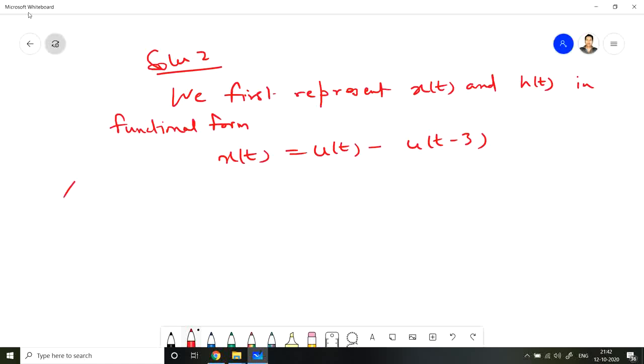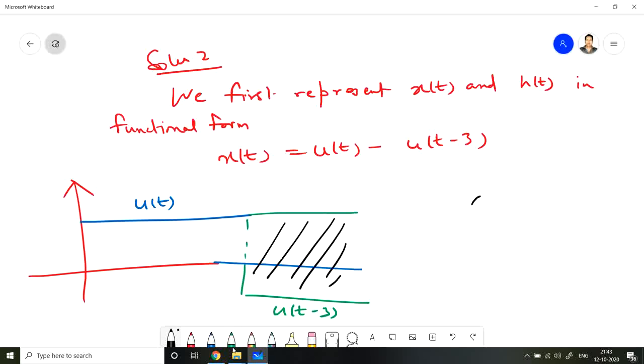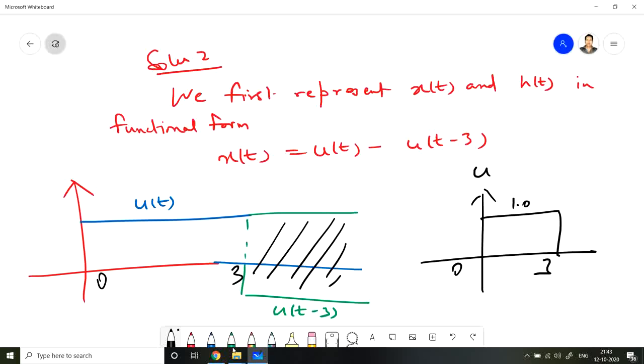ut minus 3. So let us explain this. So we have a unit step function ut. So this is ut. Now if we add another unit step function at t equals to 3, but here we have a negative sign, so it will go downwards. So you have ut minus 3. Now we subtract this ut minus 3 from ut. So what will we get? This area will cancel out, this area will cancel out. So what will we get finally? From 0 to 3 we have 1, and from 3 to infinity we have 0. So we will get this box. So it is the ut minus ut minus 3 graph.